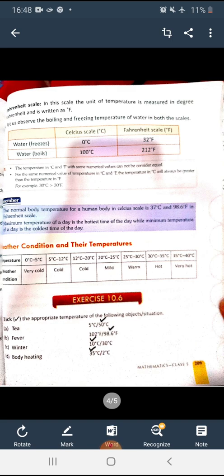So for the same numerical value of temperature in degree Celsius and degree Fahrenheit, the temperature in C is always greater than the temperature in Fahrenheit. All of you know that normal body temperature, you must have read in science, in Celsius is known as 37 degrees Celsius, but in Fahrenheit, 98.6 degree Fahrenheit. So their values are not equal, and Celsius is always greater than Fahrenheit. Right?